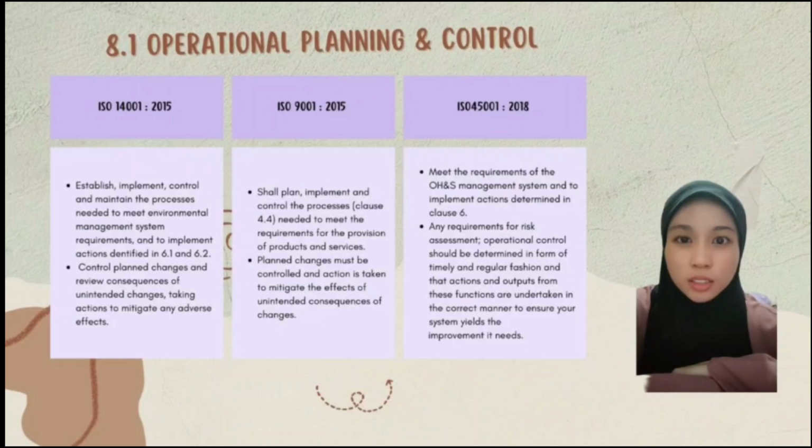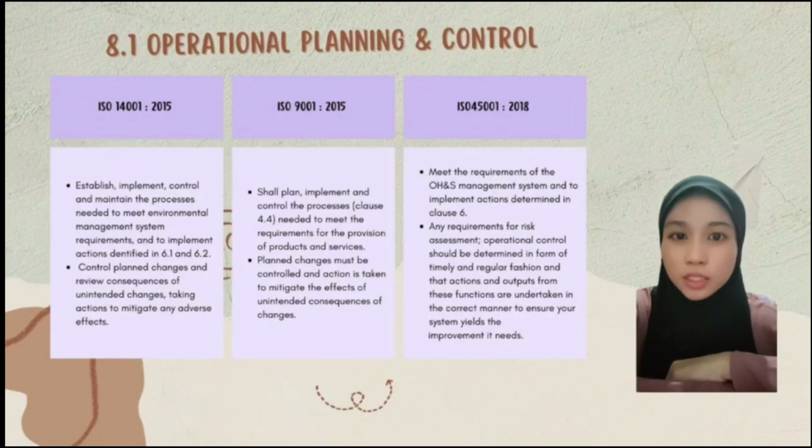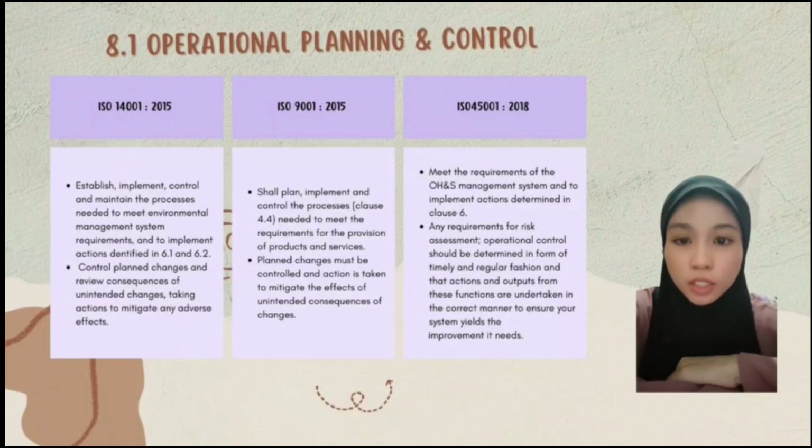For clause 8 is operation. For 8.1, operational planning and control. For ISO 14001:2015, establish, implement, control, and maintain the processes needed to meet the environmental management system requirements and to implement actions identified in 6.1 and 6.2. Second is to control planned changes and review the consequences of unintended changes, taking action to mitigate any adverse effects.